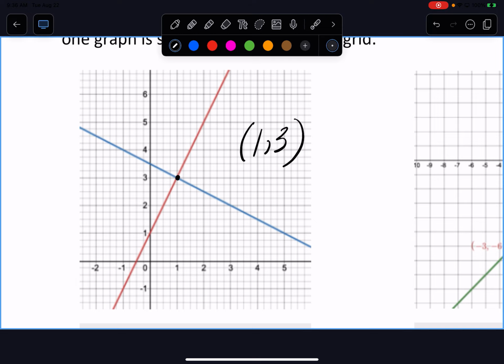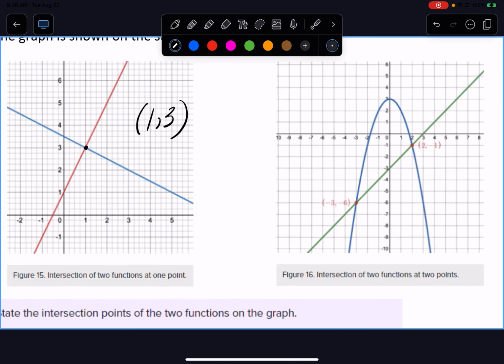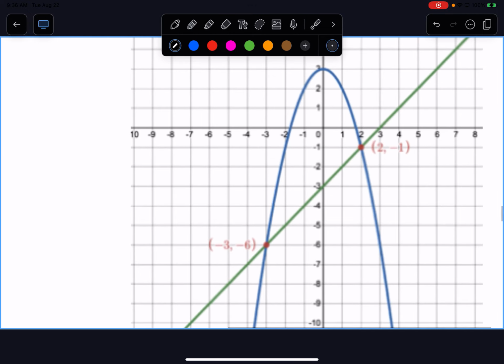What are your questions? Now look at this one. Once again, if they said to you, what are the intersection points? I already wrote them down for quickness purposes. The first intersection point is -3, -6. The next intersection point is 2, -1. So notice on this one, there's a parabola and a line graph, and there are their intersection points.